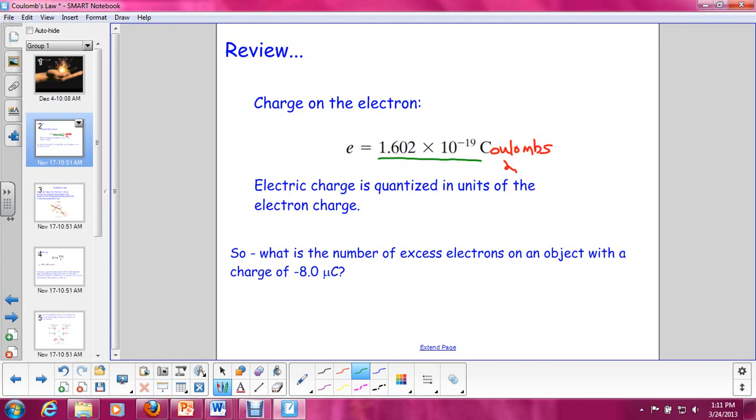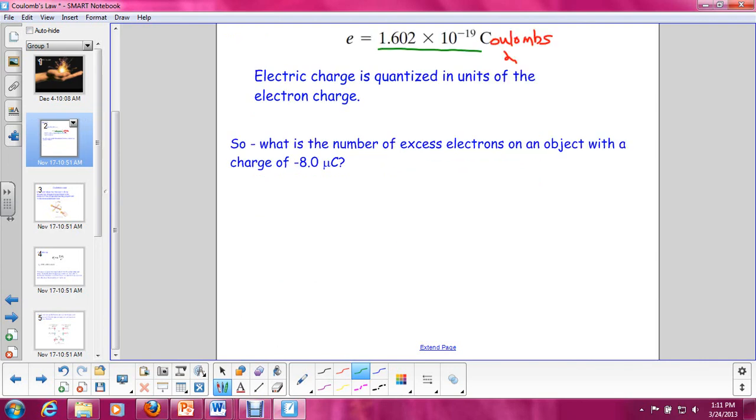So I want to know, what is the number of excess electrons on an object if it has a charge of -8 microcoulombs? The first thing that we need to do is define micro. Micro is a prefix, which means times 10 to the minus 6. So this charge is 8 times 10 to the minus 6 coulombs.